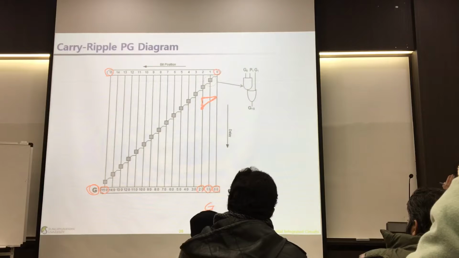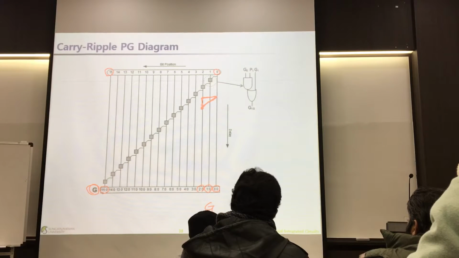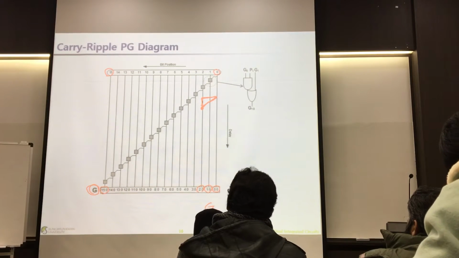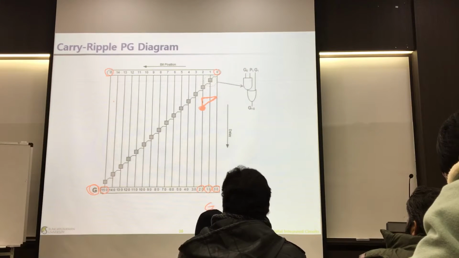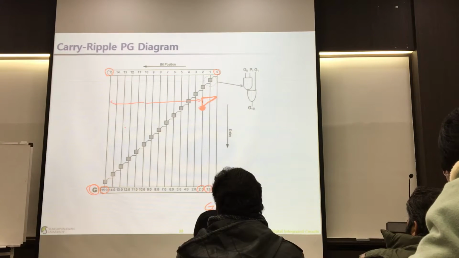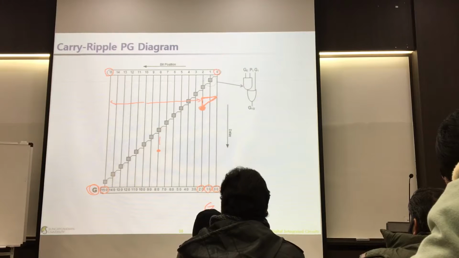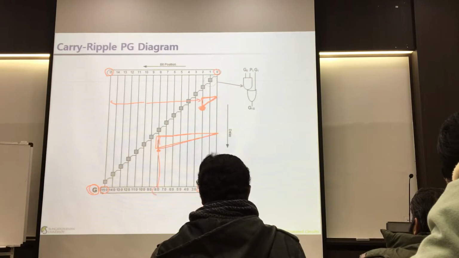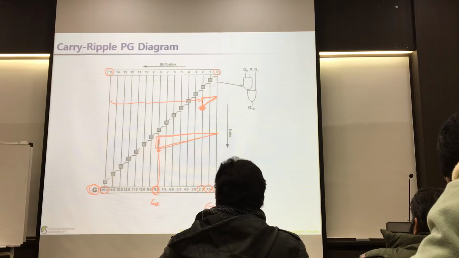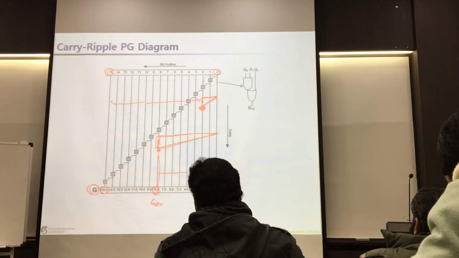From lower bit to higher bit, you do care about the carry, but from higher bit to lower bit, you don't care. So when you calculate carry for this position, you don't care about this range, right? However, for let's say this position, you do have to care about this range. So that's why for this bit position, you need G 8 to 0. So this bit range.